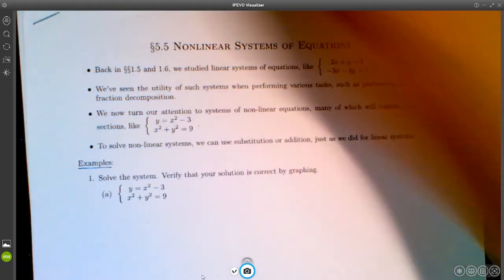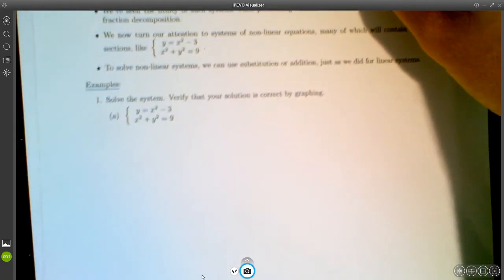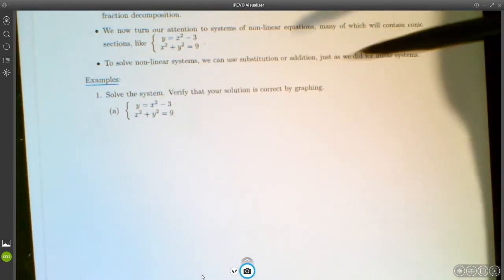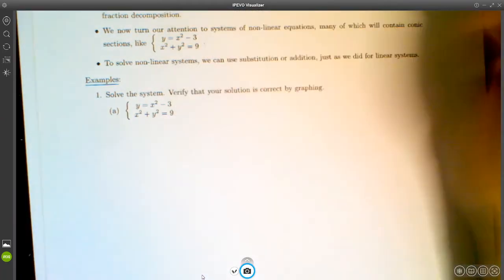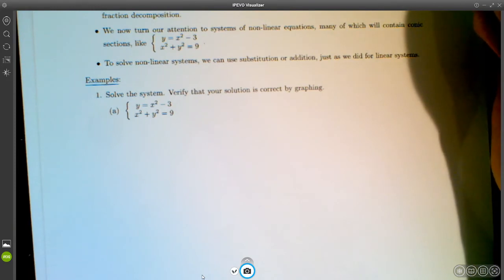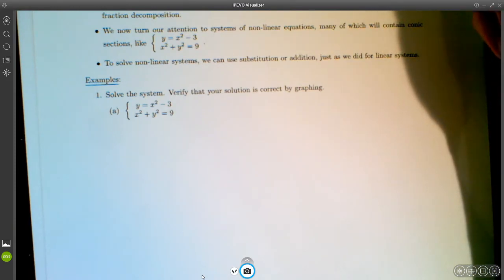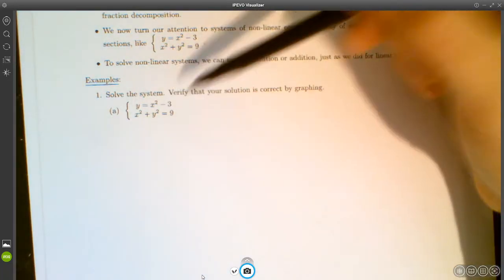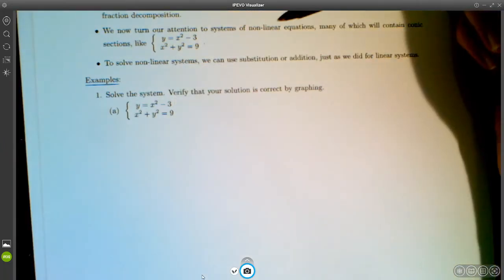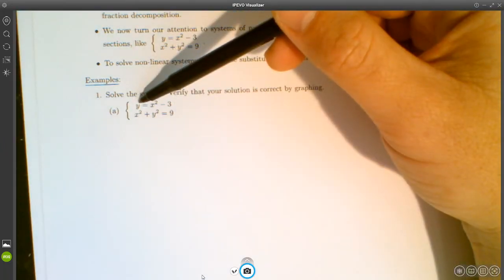But let's get to it. Let's solve these systems. Algebraically, there's not going to be anything new in this section. It's just when we go to verify our solutions by graphing that we're going to need to know how to graph conic sections. So let's see if we can solve this thing. You're welcome to use either substitution or elimination/addition, just as you did for linear systems. In this case, I think substitution is probably going to be easier since I already have y solved for.